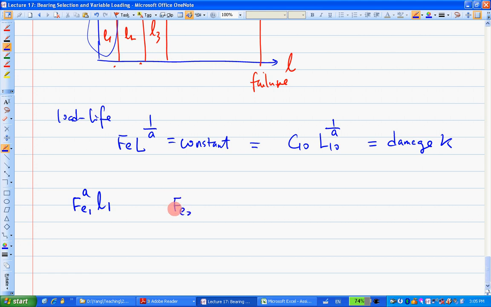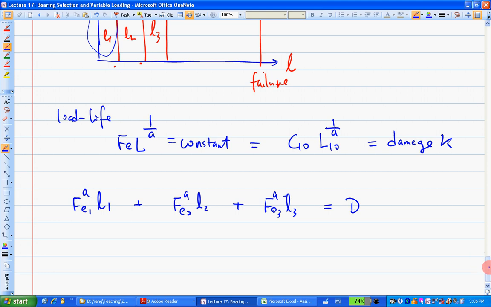Similarly, there's FE2 to the power of A, L2, and there is FE3 to the power of A, and L2. Each one of them will cause a certain amount of damage. Then I will add the three up, and that gives me a certain damage D. It's still not failing yet, right? So there's still some life remaining.